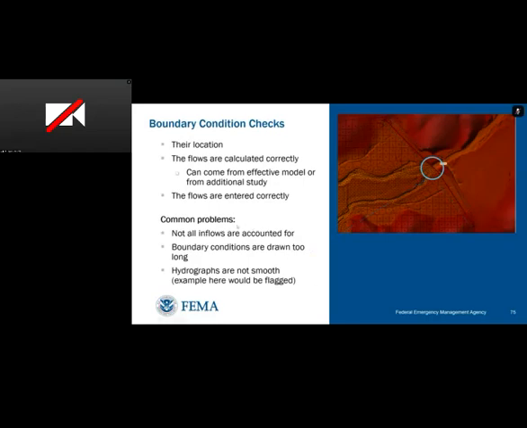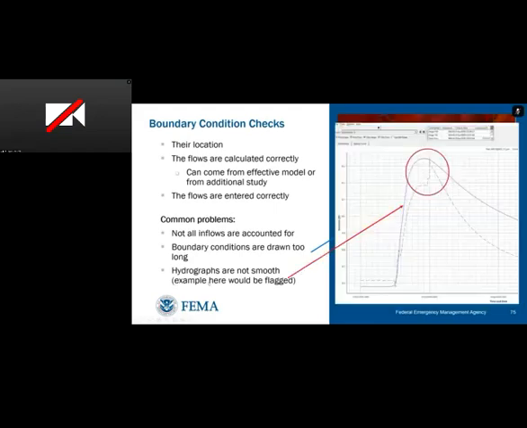that the boundary conditions are drawn too long. So in this situation here, if we're looking at the model and they're trying to add flow for this stream, but their boundary condition is this entire checked line, what they're doing is actually flooding the overbanks. So that would be a really good indication for us that it's an incorrect placement. And then we would also flag it if hydrographs are not smoothed. So if we are seeing that the peak of a hydrograph is not really following more of that smooth kind of bell curve look, but it's actually jagged or has a sudden drop in it, we would be flagging that.